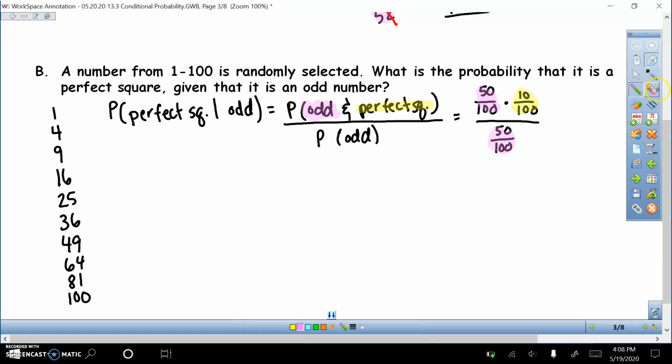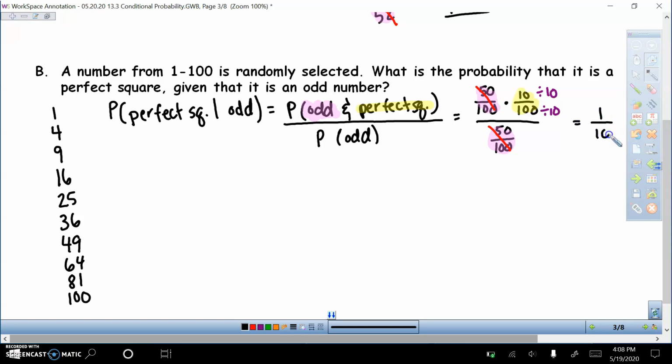And then again, you'll notice that same thing happens. You have 50 over 100 divided by 50 over 100. So those cancel. And then 10 over 100 does simplify. So the probability that it's a perfect square, given that it's odd, ends up being 1/10. All right, perfect, guys.